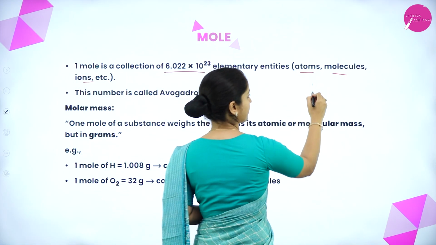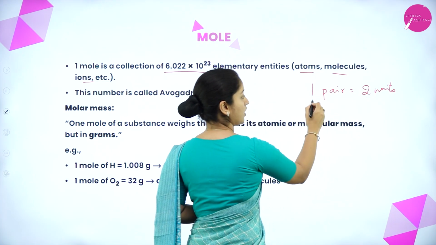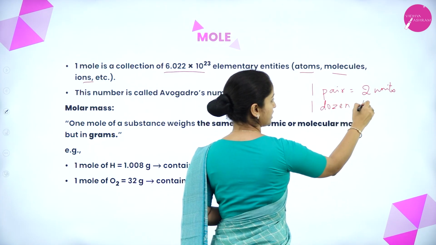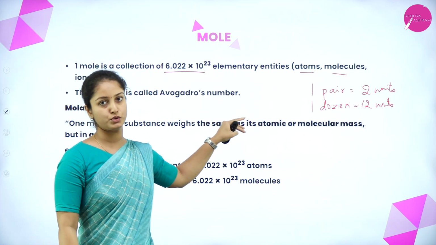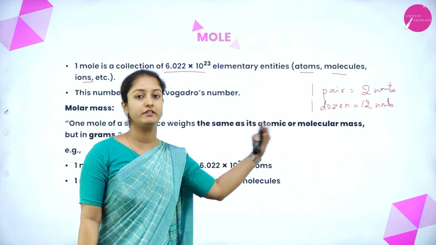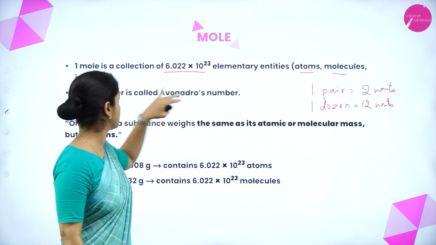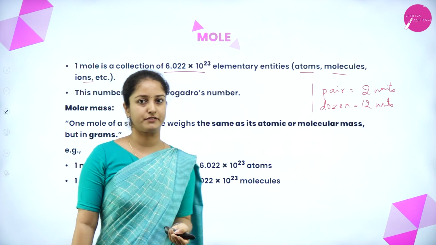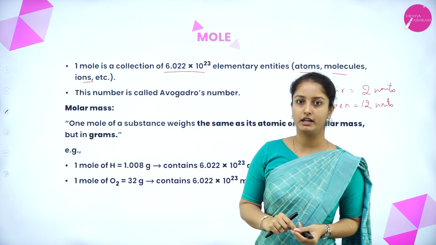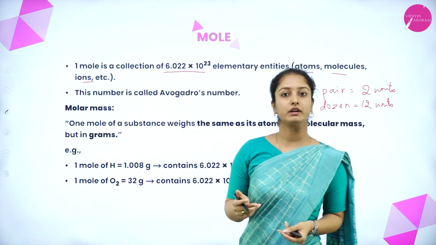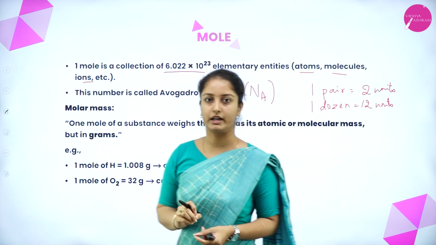Just like 1 pair is equal to 2 units or 1 dozen is equal to 12 units, similarly we have 1 mole that is used to count the number of particles or elementary entities in a given substance. So, it can be atoms, molecules or ions or any other specified groups. This number, 6.022 × 10^23, is called the Avogadro number or Avogadro constant. It is denoted by NA.